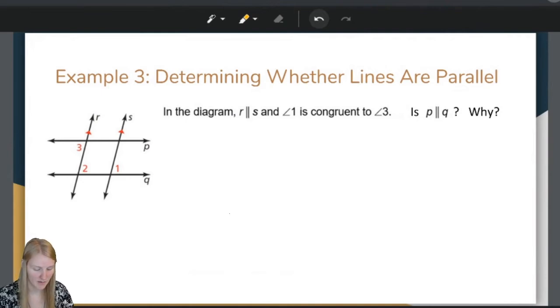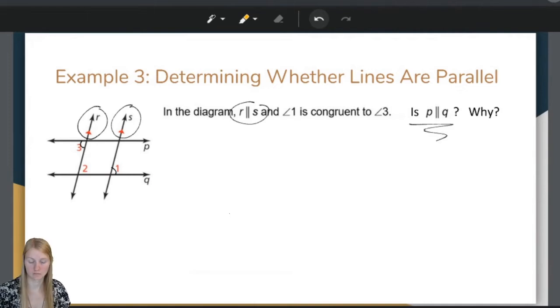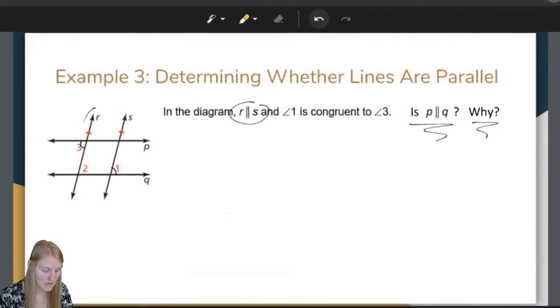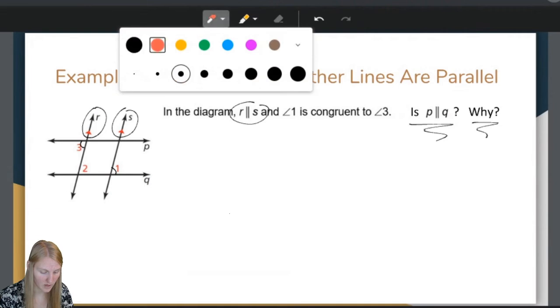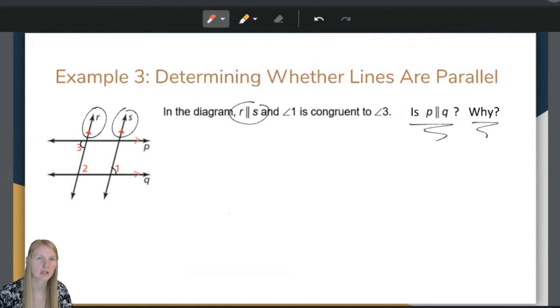So in the diagram, we know that line R and line S are parallel. And we know that angle 1 is congruent to angle 3, so I'm going to mark them with little tick marks like that. Is P parallel to Q? Why? Okay, so we know that these are parallel. We want to know, is P parallel to Q? Can I make these red tick marks? Yes or no? Well, let's find out.